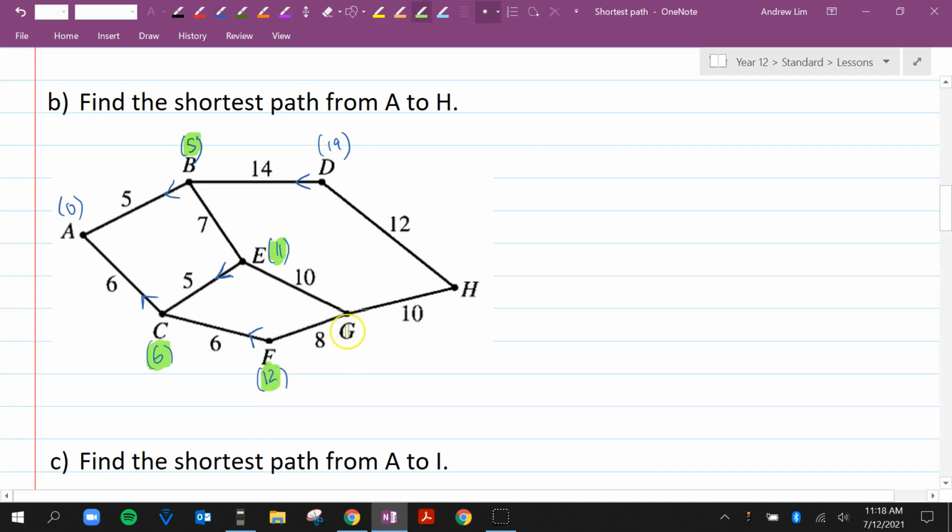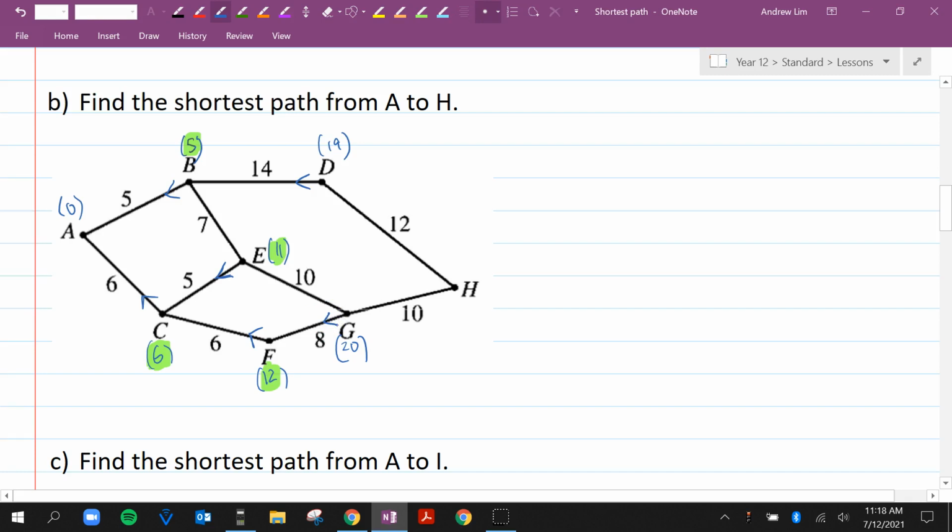Let's have a look at G. So G is either 12 plus 8 or 11 plus 10. 11 plus 10 is 21, 12 plus 8 is 20. So we're going to take the 20. How did we get 20? From F.